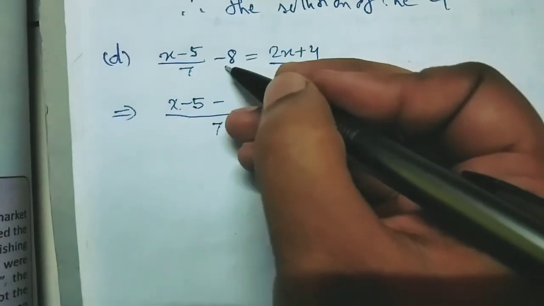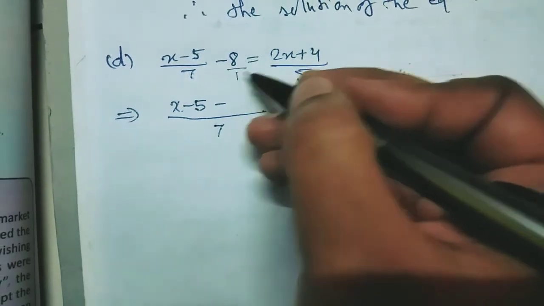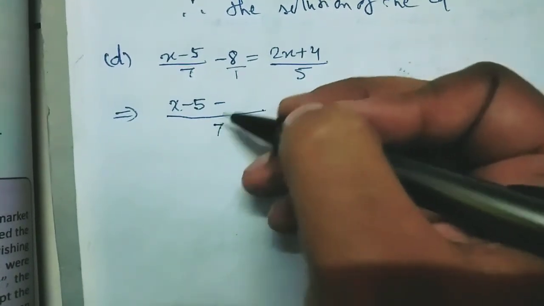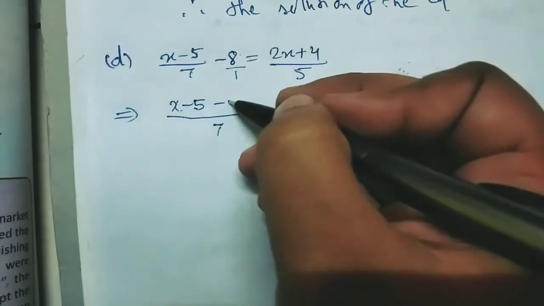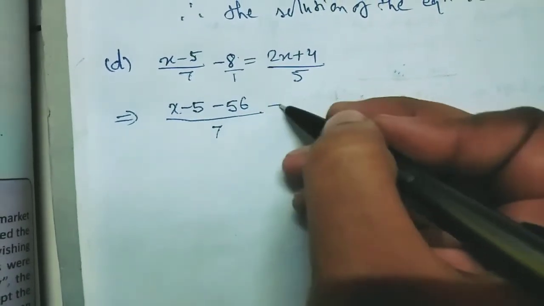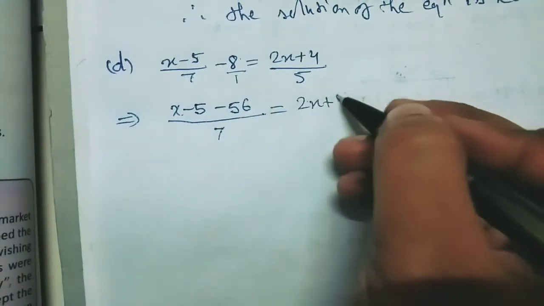Minus, here nothing is there, that means it is 1. So 7 divided by 1 is 7, and 7 into 8 is 56. Okay, and this side, write down as it is.